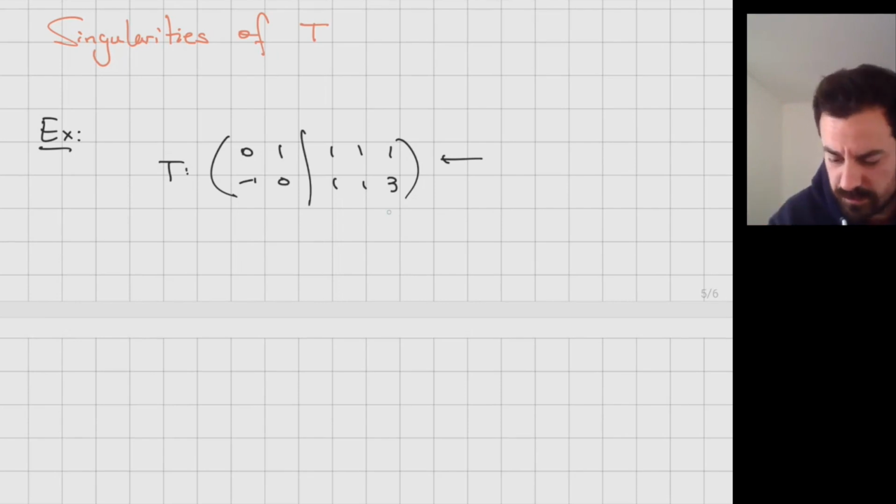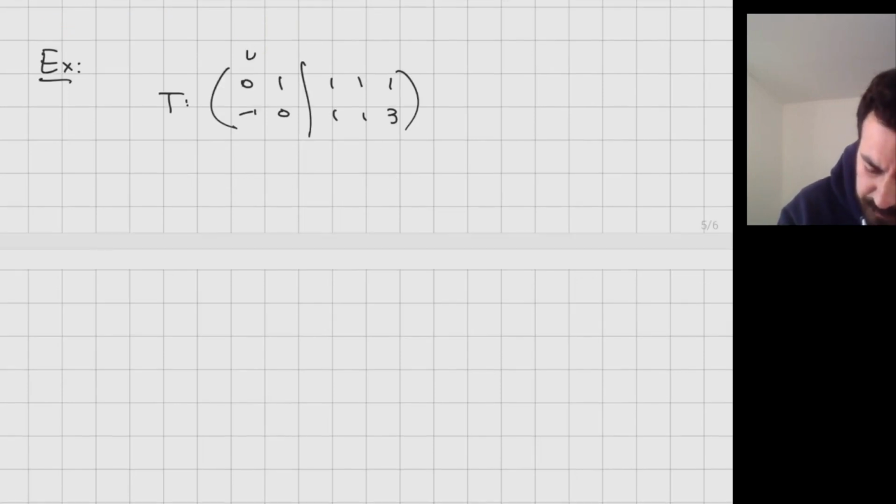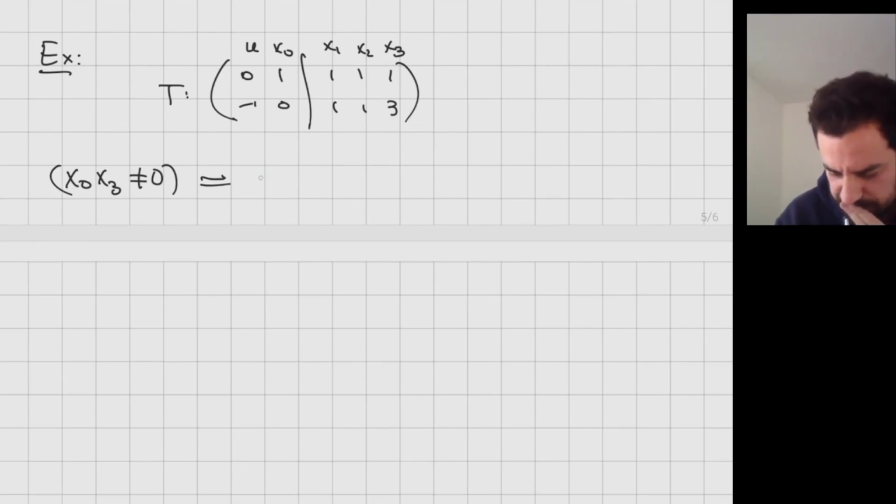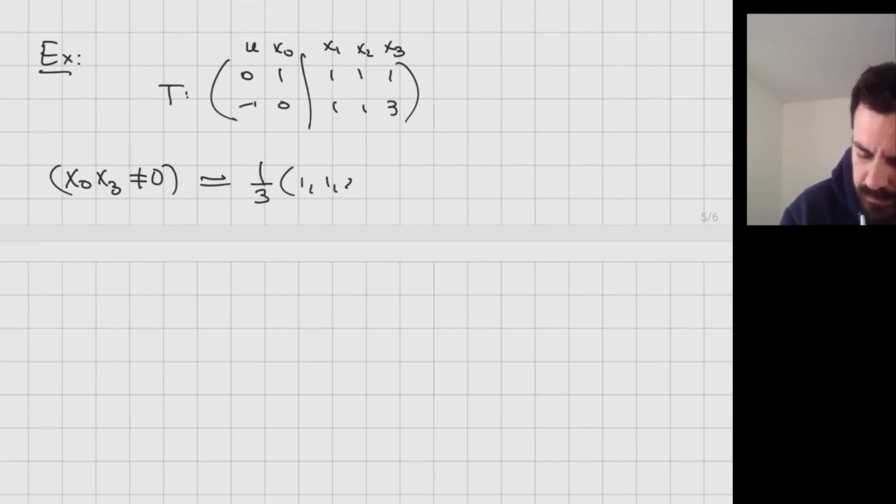So (1, 0, 0, 0), at the origin. Okay, so let me give variables to this. And you have the patch, what's the patch? X_0, X_3 different from 0 to be isomorphic to a 1/3 of (1, 1, 2) singularity.